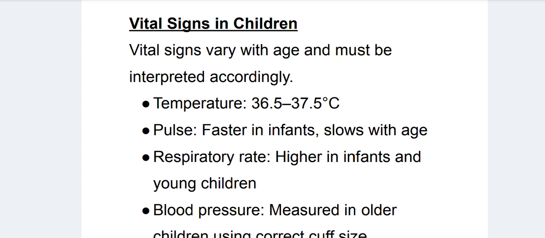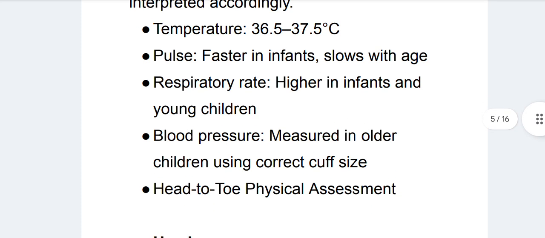So adults have about 12 to 20 breaths per minute. Okay, 12 to 20 breaths per minute. But with these infants, it's a little bit higher. It's about 20 to 30 breaths per minute. Okay, the respiration.